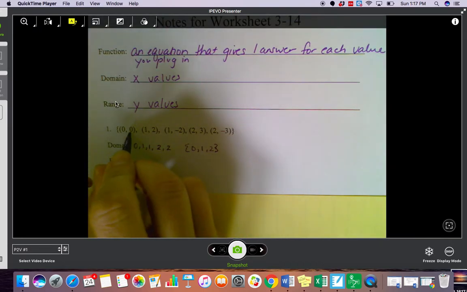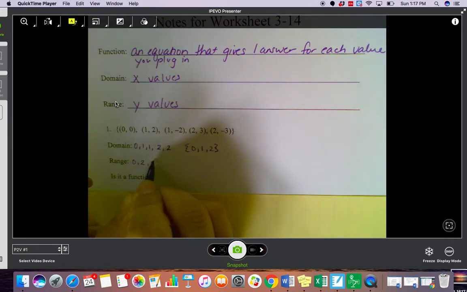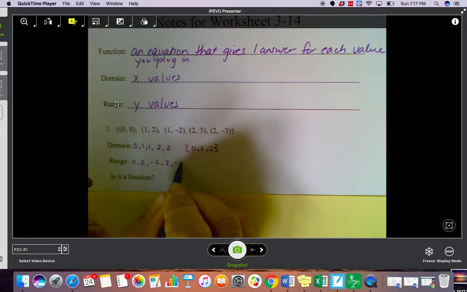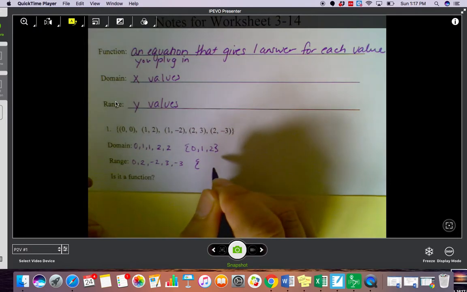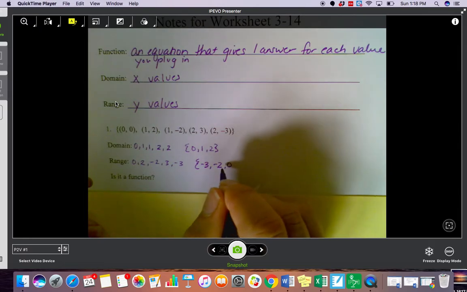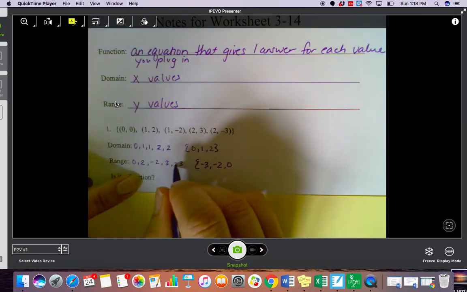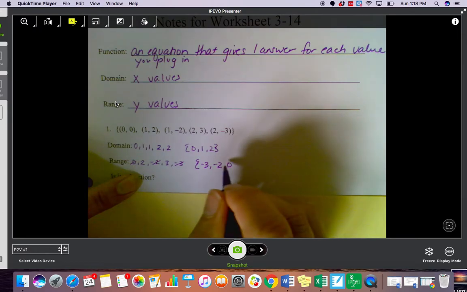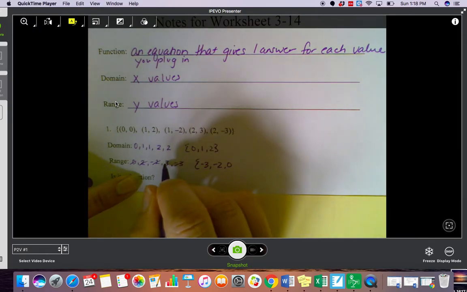My range would be my y values. So I would put 0, 2, -2, 3, and -3. And again, I want to put it from least to greatest, and I don't repeat. So -3, -2, and then I'd go 0, and then 2, and 3.